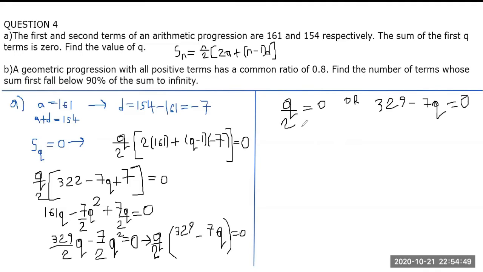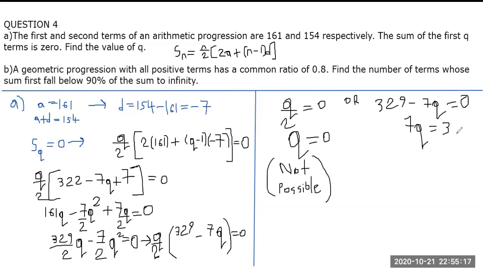And so if q over 2 equals 0, then q equals 0. And q equals 0 is not valid. This is not possible, because you can't find the sum of 0 terms, right? That would make no sense. And so we have 329 minus 7q is 0. And so 7q is 329. And so q is equal to 329 divided by 7, which is 47. So the value of q is equal to 47.